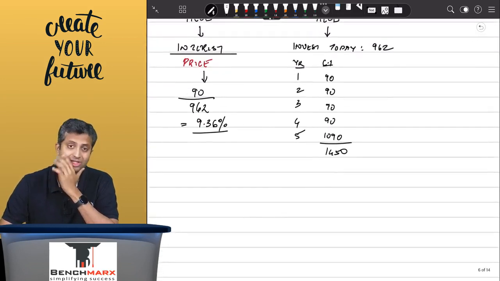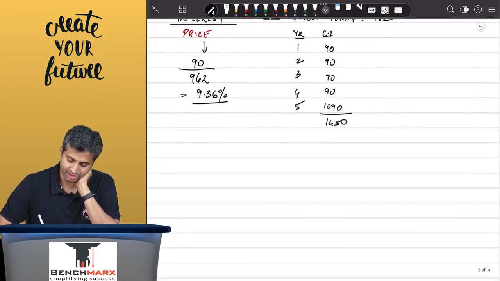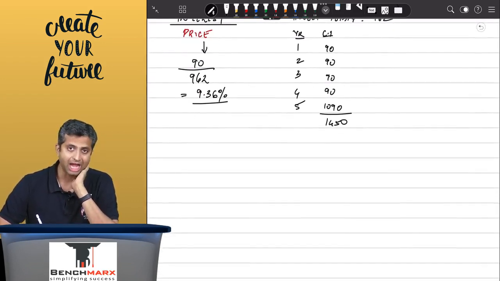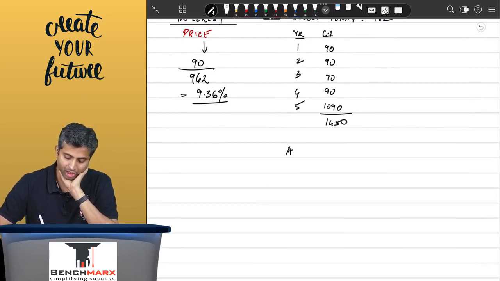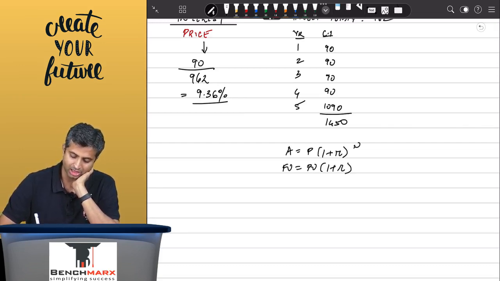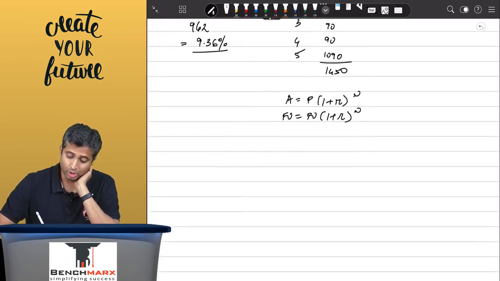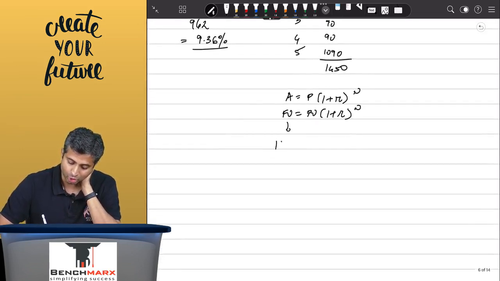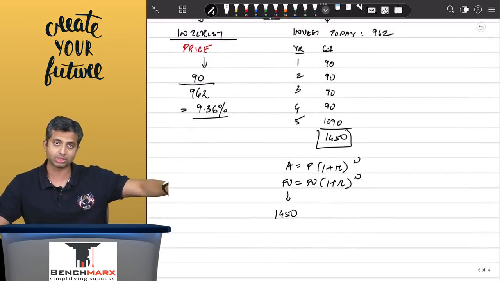Acha. So what does realized yield say? Realized yield says that if I look at the compound interest formula, A is equal to P into (1 plus R) raised to N, that is the future value equals the present value into (1 plus R) raised to N. So what I can loosely say is, in the future, in total, I'll have 1450. Sir, 1450 can't say, it is a total of all the cash flows.